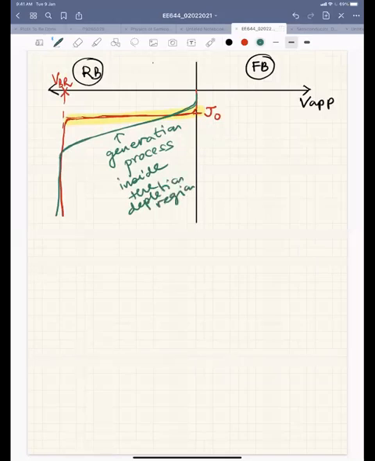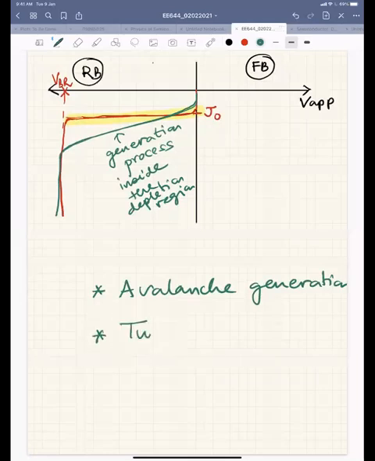When I talk about the generation process, we have two kinds we'll talk about. One we call avalanche generation. And the other case is tunneling, because tunneling also happens during this reverse bias condition. We'll discuss these two things. Tunneling is mostly what we call Zener tunneling, which is a typical tunneling that happens.